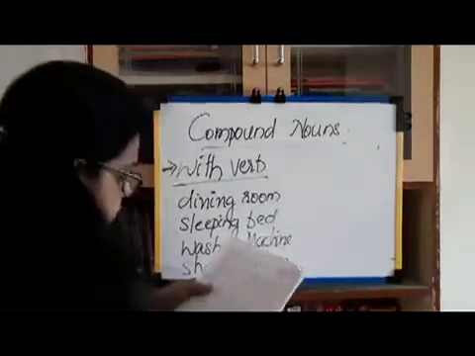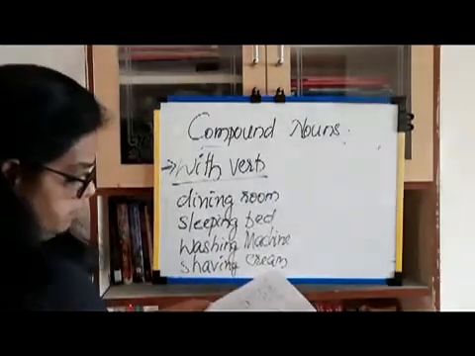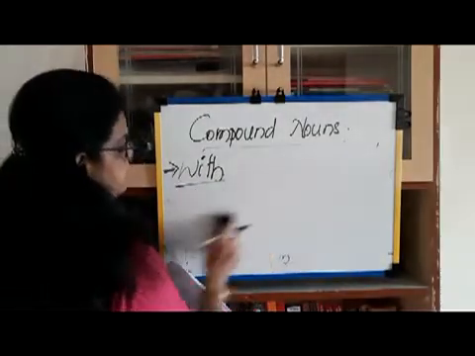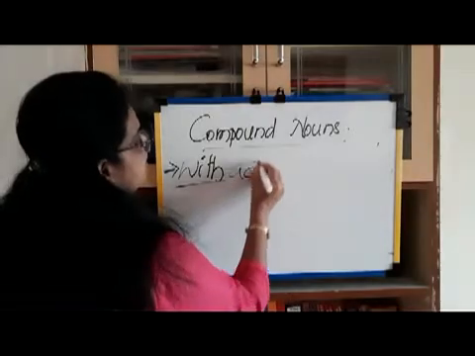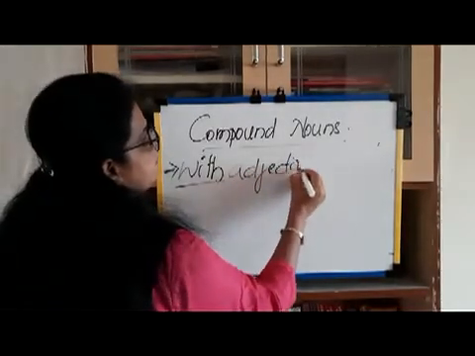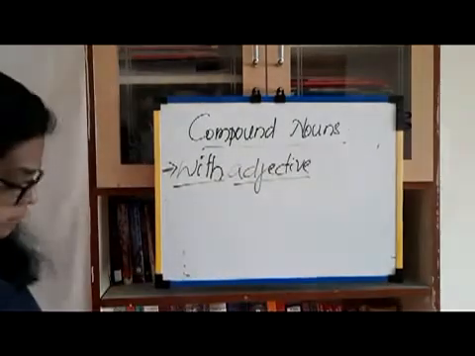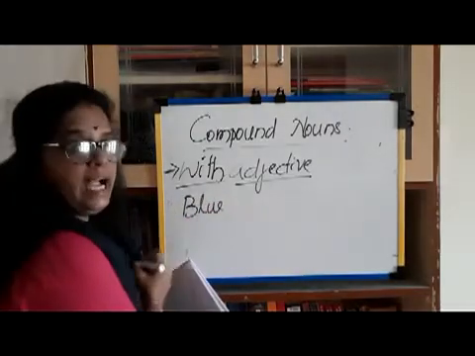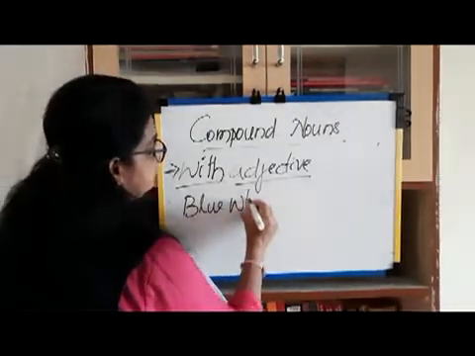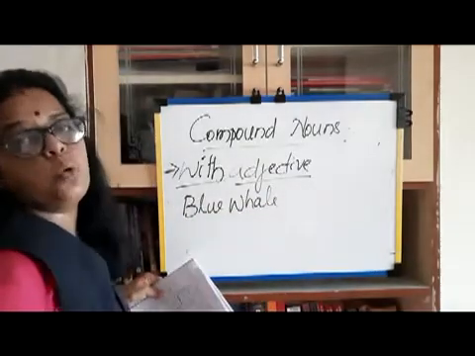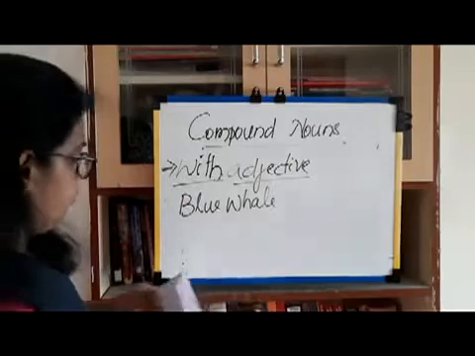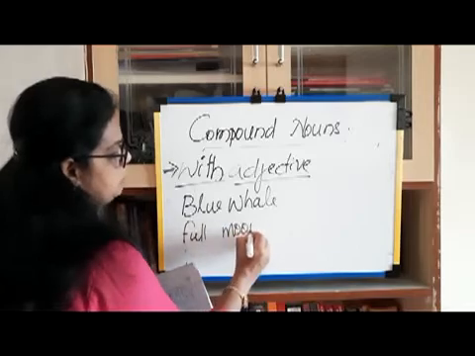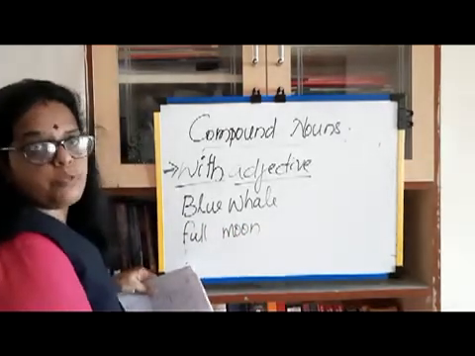And see, the next one is with the adjective. Some adjective words are given. With the adjective words, for example, blue, we add the noun whale. We get the compound word blue whale. Okay. And full moon. Full is an adjective and moon is a noun, so we get the compound word full moon.